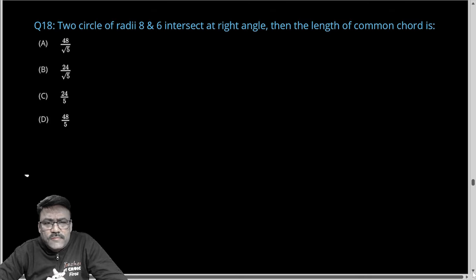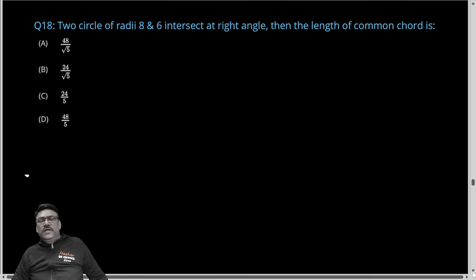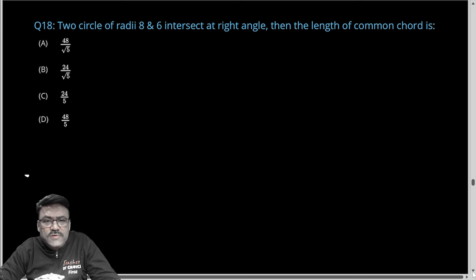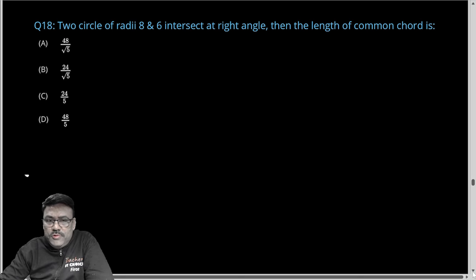Now let's see this question. This is from circles. Two circles are given to you and the radii of these two circles are 8 and 6. These two circles intersect at right angle, means they are orthogonal circles. The two orthogonal circles of radii 8 and 6. So what is the length of the common chord here? You have to get the length of the common chord.